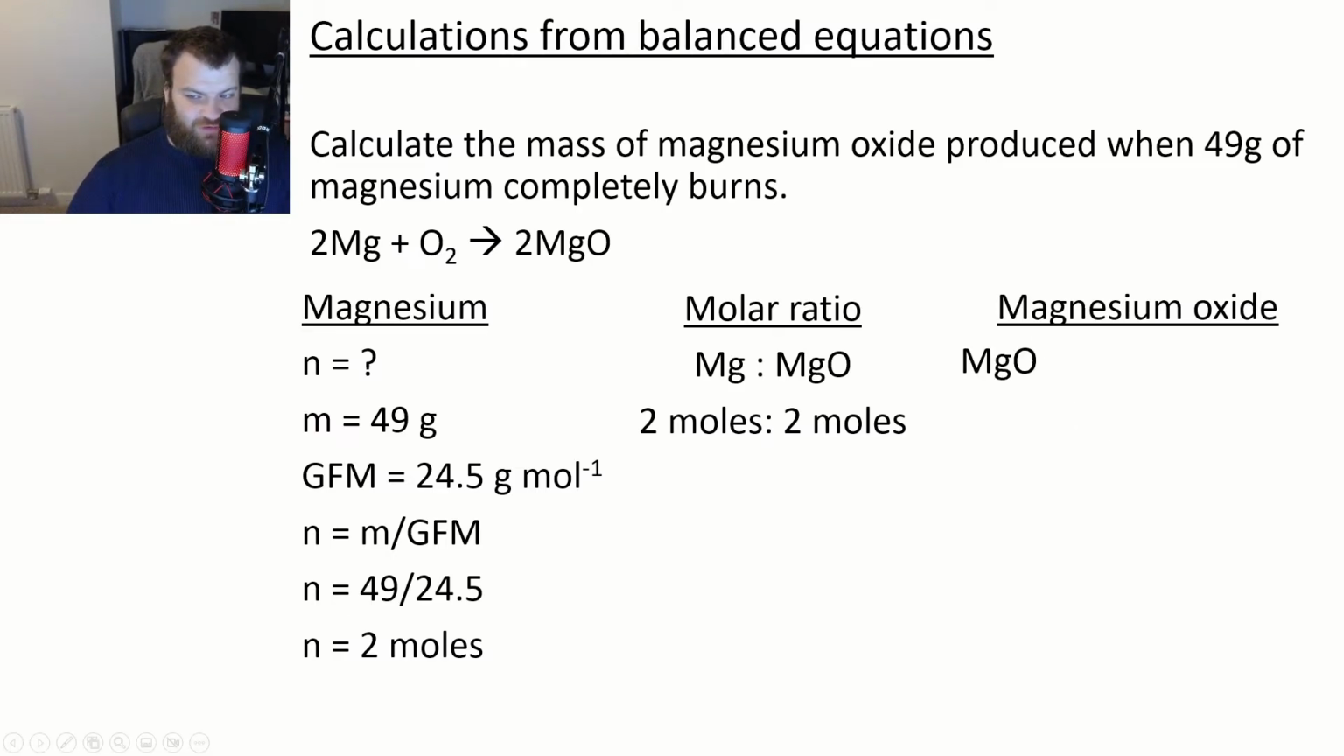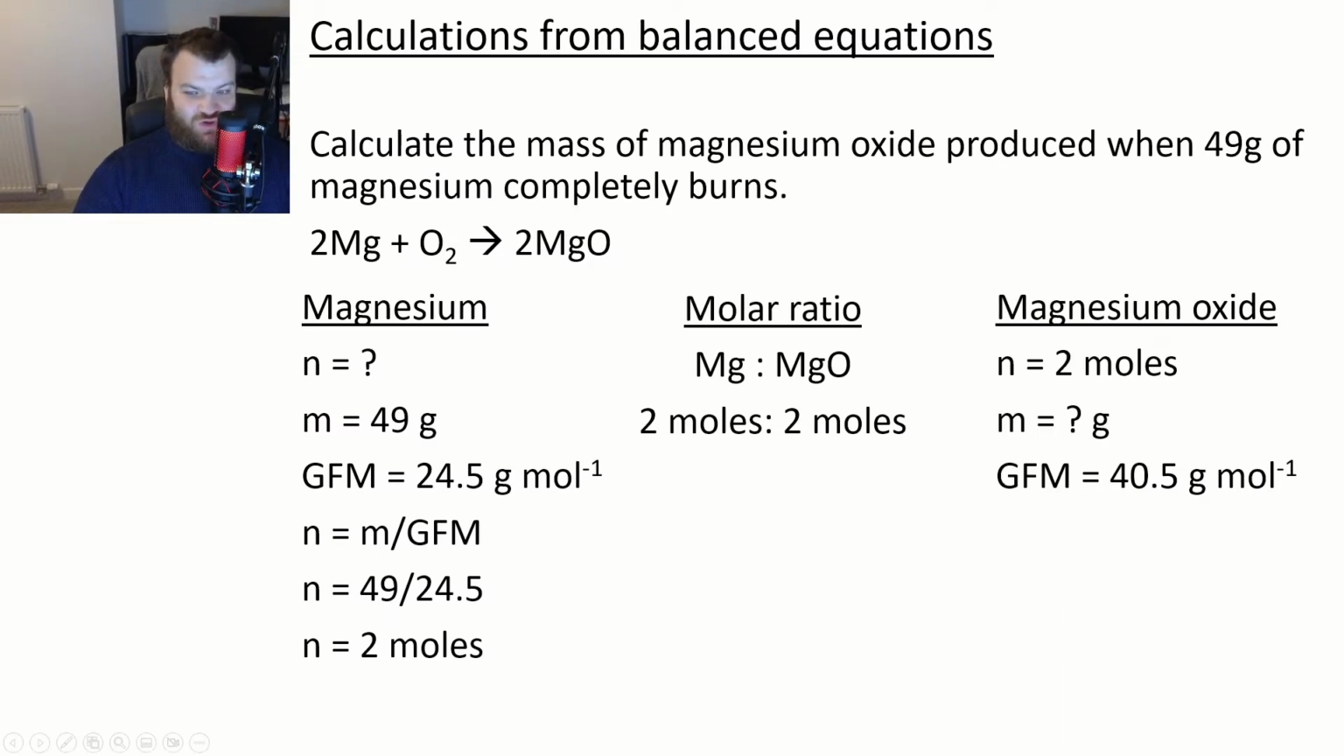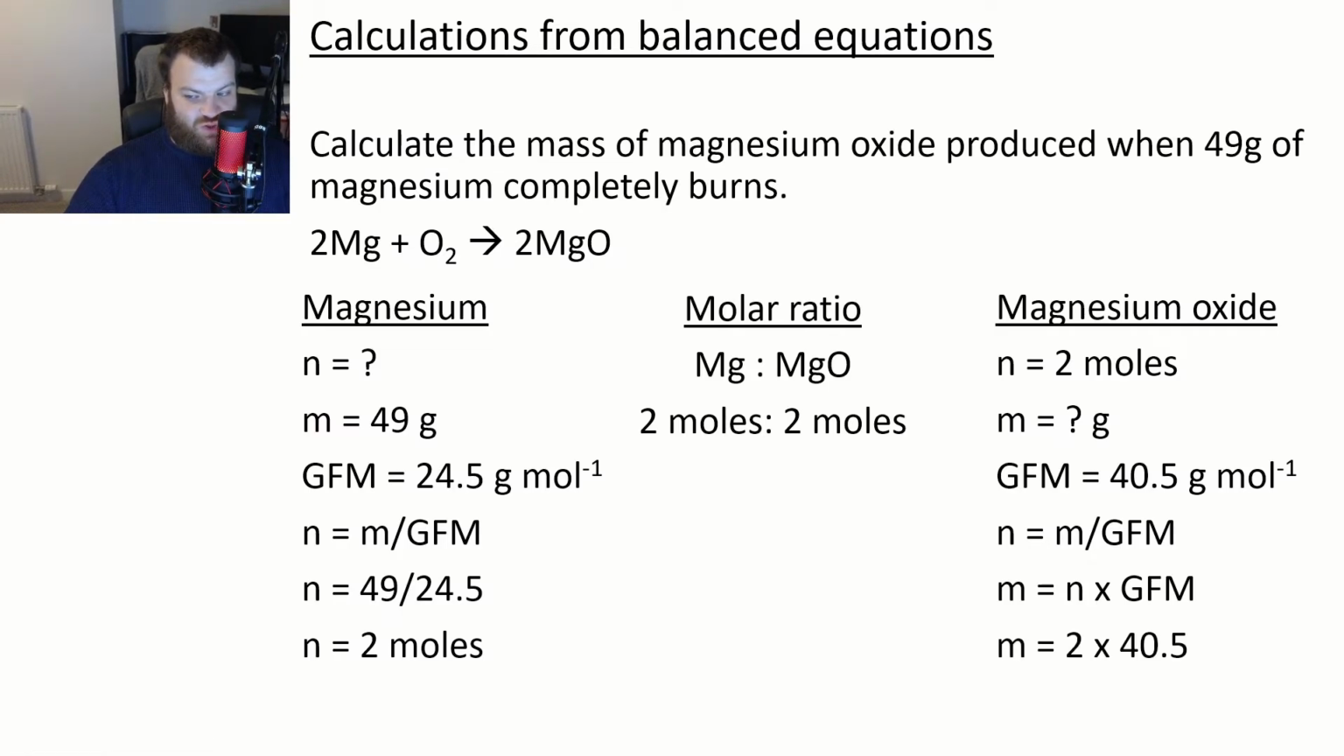Next, we'll need to work out the GFM of magnesium oxide. We have 1 magnesium, which is a mass of 24.5, and we have 1 oxygen, which is a mass of 16, giving us a GFM of 40.5 grams per mole. We can then use our relationship from the data booklet, which says n equals m divided by GFM. Therefore, m equals n times GFM. That gives us 2 times 40.5, giving us an answer of 81 grams of magnesium oxide will be produced.